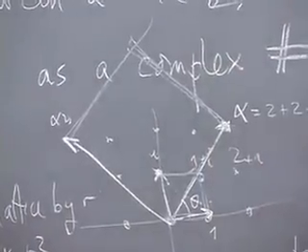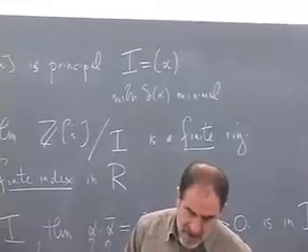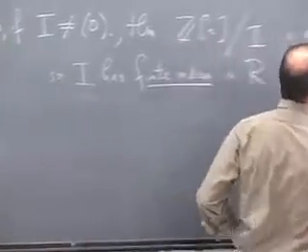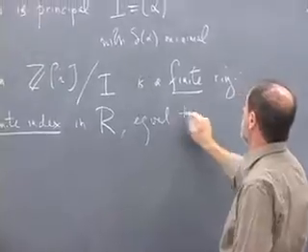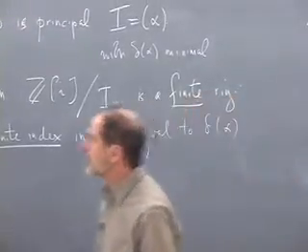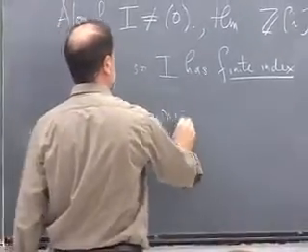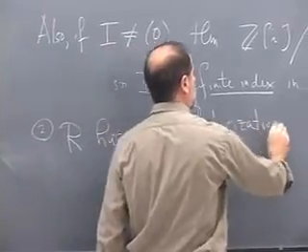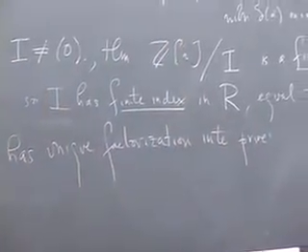OK, so we now know that every ideal is principal. If it's non-zero, it has finite index. And this Euclidean function tells us what the index is. OK, now one other thing before the third thing we get. Finite index in R equal to delta of alpha. And the second thing we got out of this was R has unique factorization into primes, because that's true of any ring in which every ideal is principal.